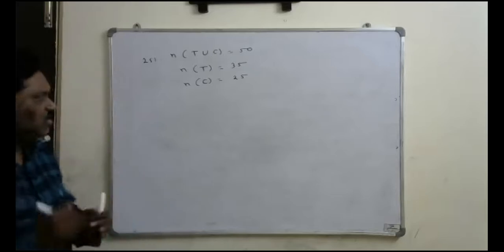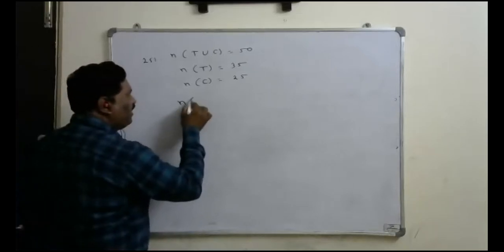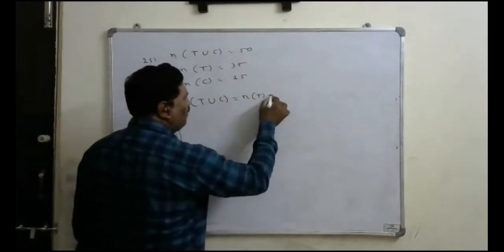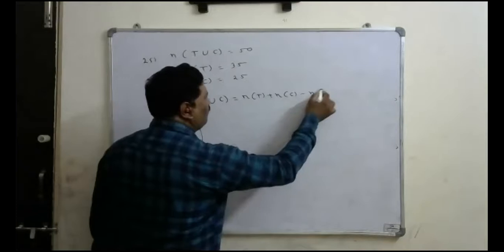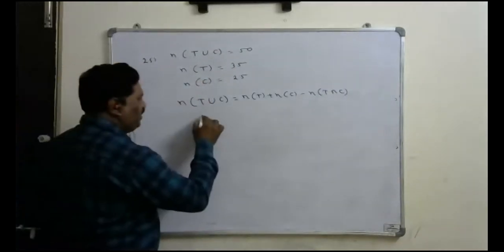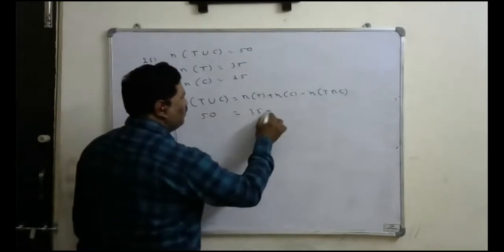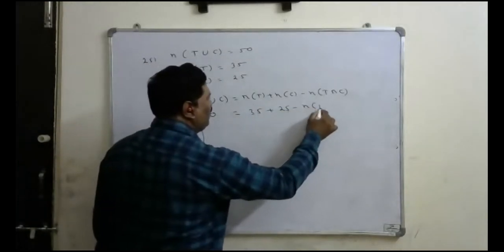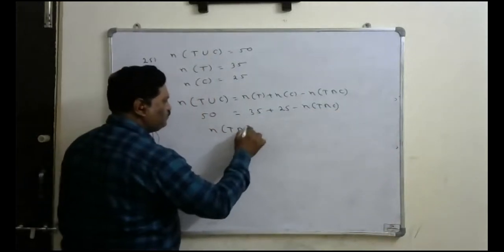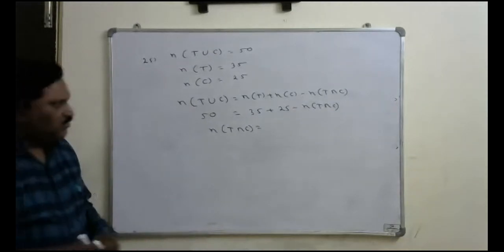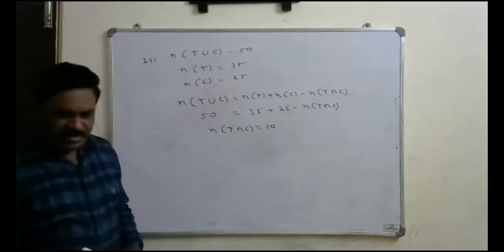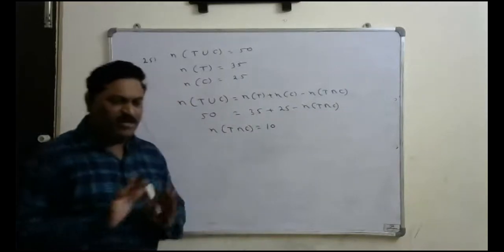Tea only but not coffee means first we'll find how many will take both of them. N of T union C is equal to, we know the formula for that, N of T plus N of C minus N of T intersection C. From this, 50 is 35 plus 25 minus N of T intersection C. So therefore, what is N of T intersection C? 10. 10 members will take tea and coffee both.